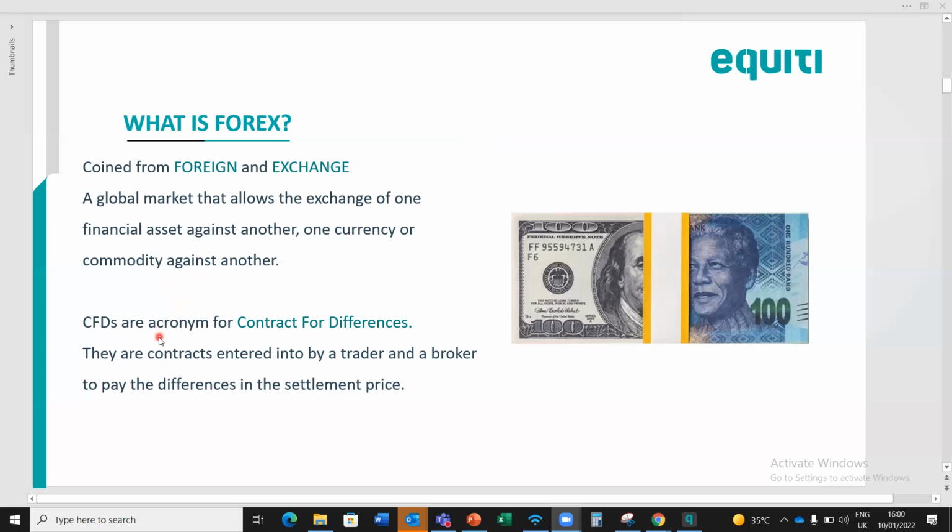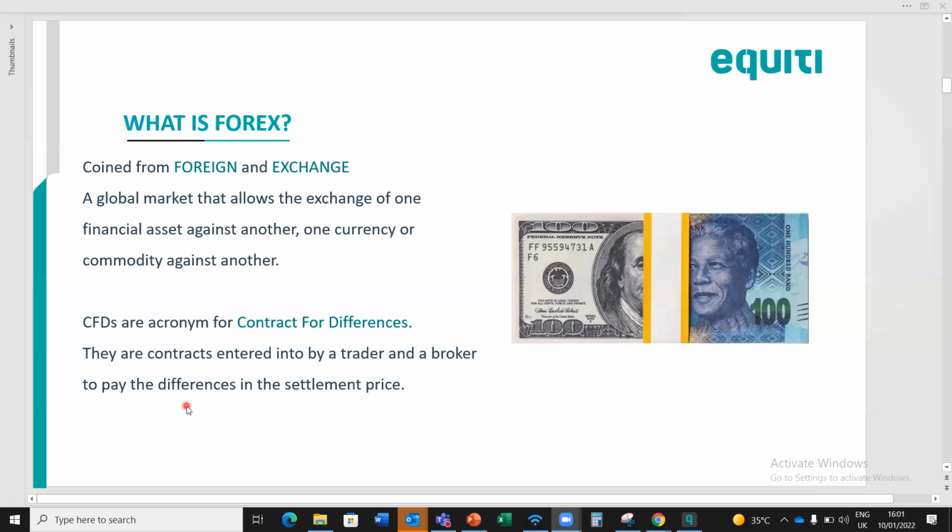Then the concept of CFDs also comes in. What are CFDs? CFD is the acronym for contract for difference. They are contracts that are entered into by a trader and a broker to pay the differences in the settlement prices. This is very important, and I need you to pay attention, because if you get this basic concept, you will be able to answer a whole lot of questions that most people who miss this concept ask later in time. So let's get back to it.